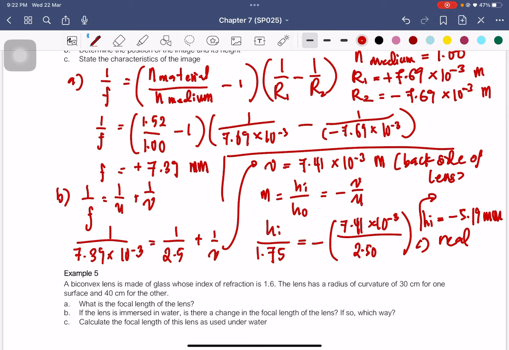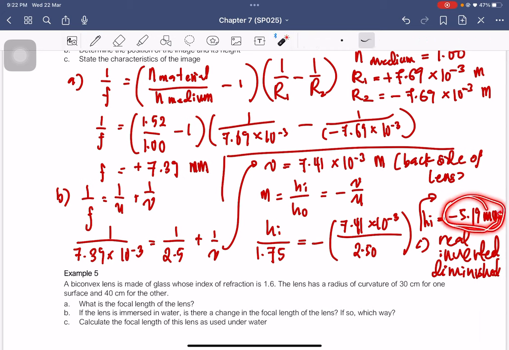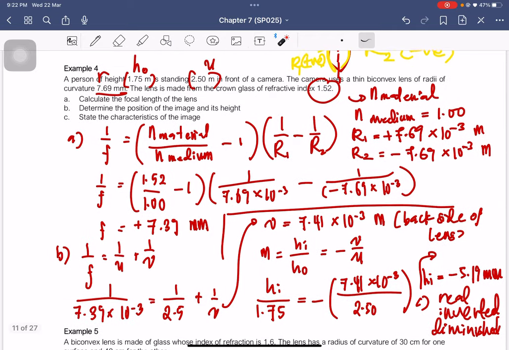And then the magnification, we can know the characteristics of the image based on the magnification. If you do that, you can know that it is going to be inverted, and lastly it's going to be diminished. Why? Because we know that the height of the image is much less than the height of the object, which is 2.5. Okay, diminished, inverted, and real. These are the characteristics of the image.